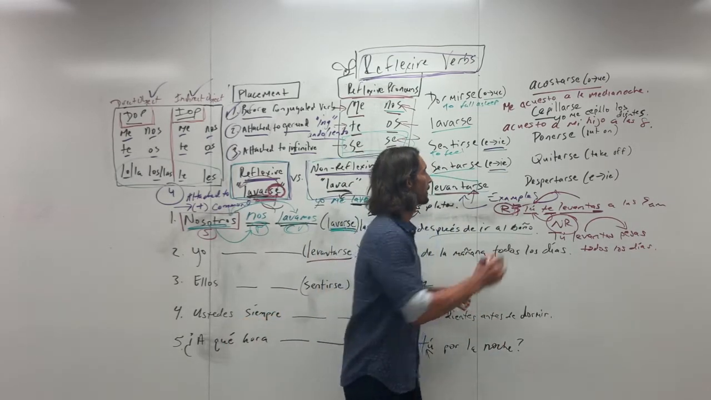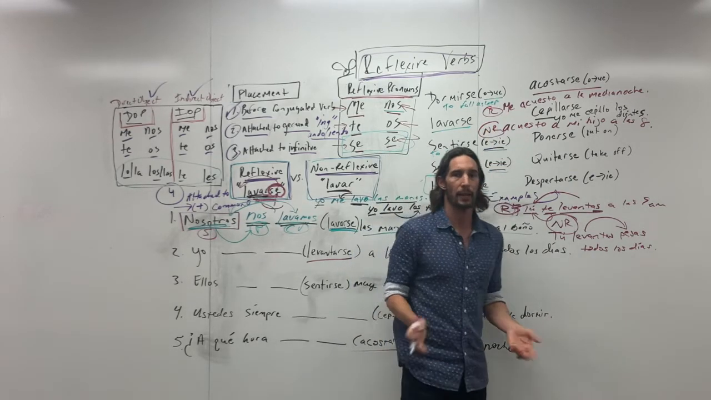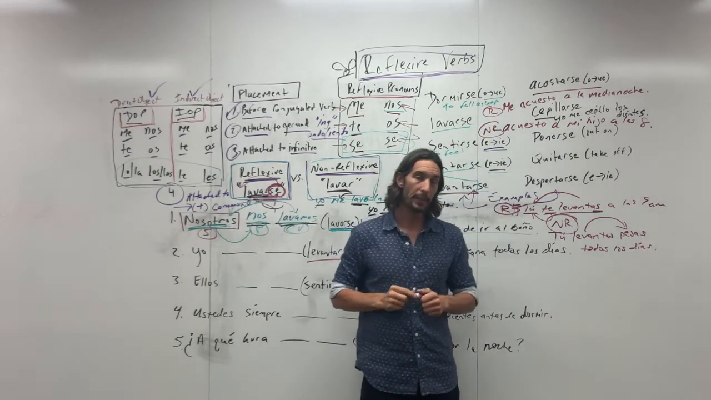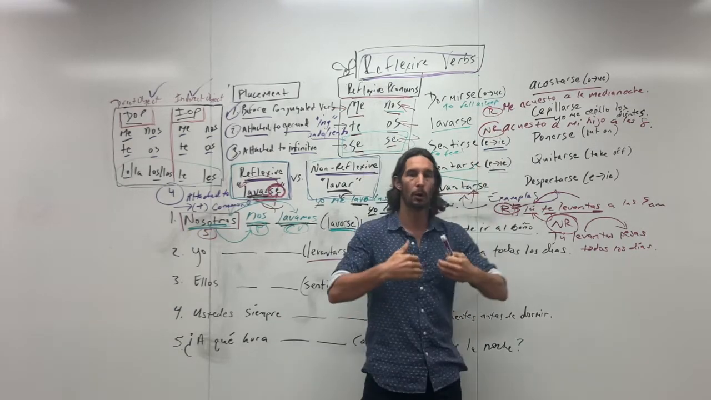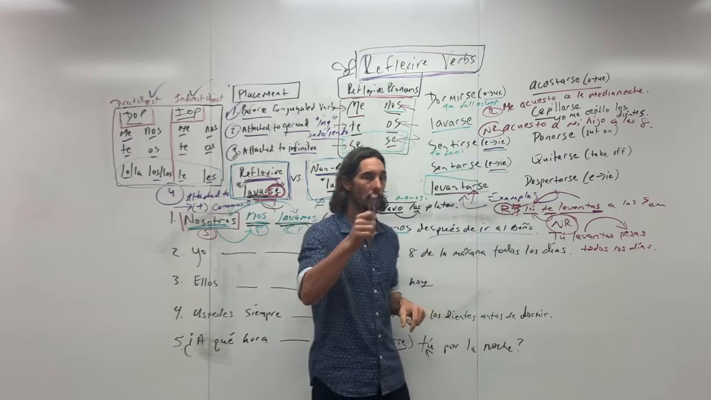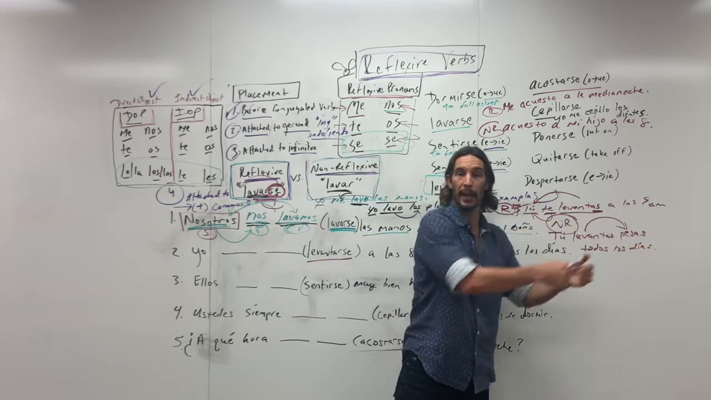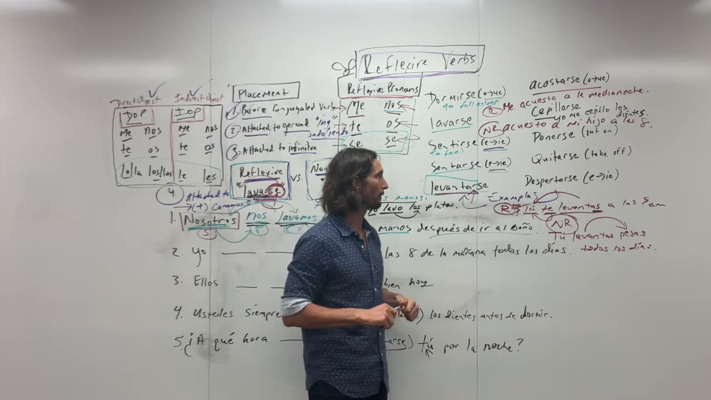So notice, this one is non-reflexive and this one is reflexive. Why? Because in the first one, you are putting yourself to bed. You are reflecting the action back onto you. Whereas in this one, you're doing something to someone or something else, right? And that's what makes it non-reflexive.